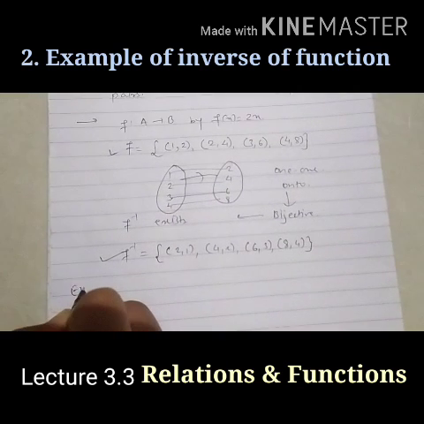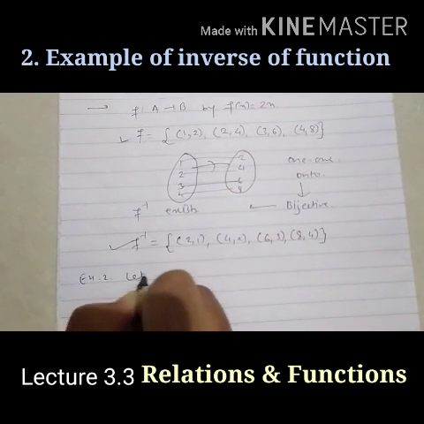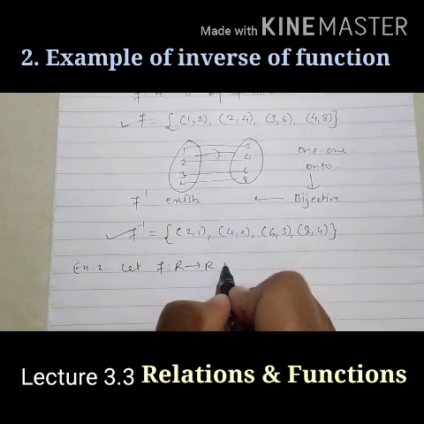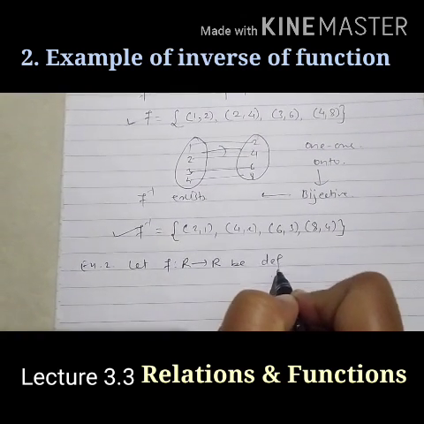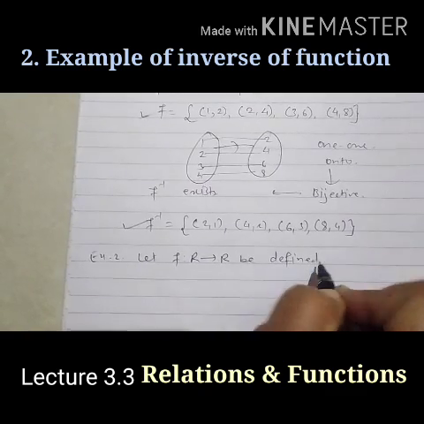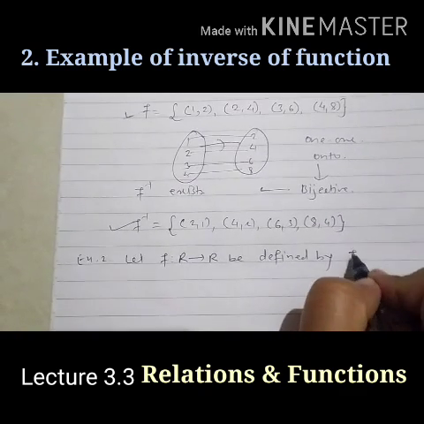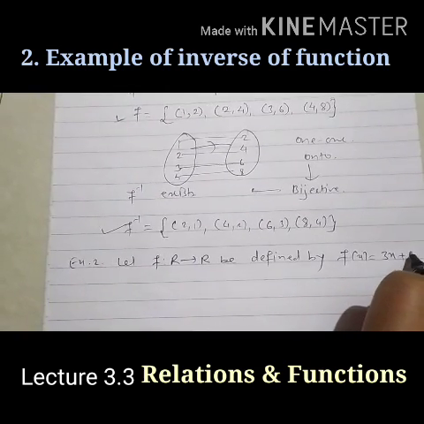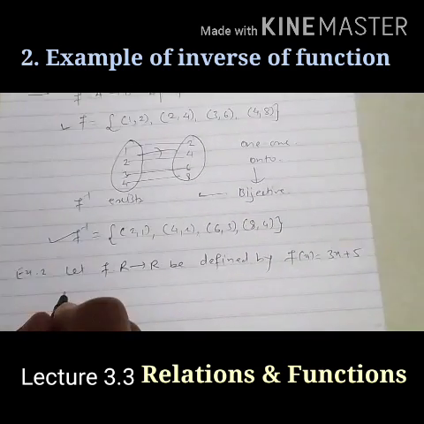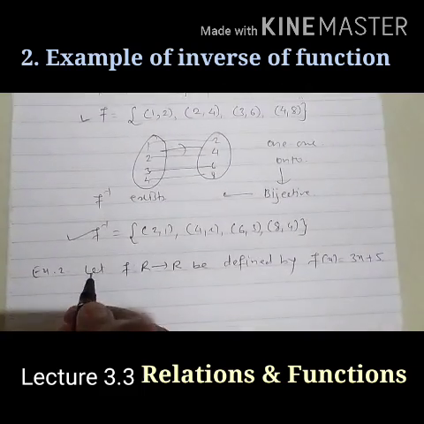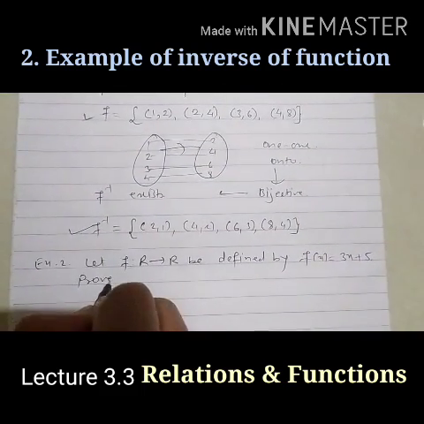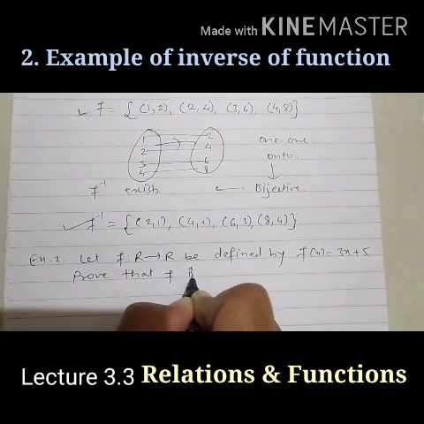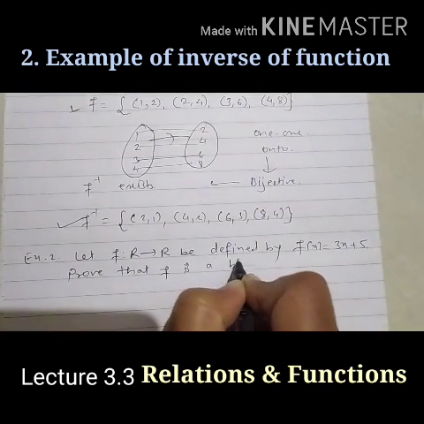Now we'll consider one more example. Example number 2. Let f from R to R be defined by f of x is 3x plus 5. Prove that f is a bijection.